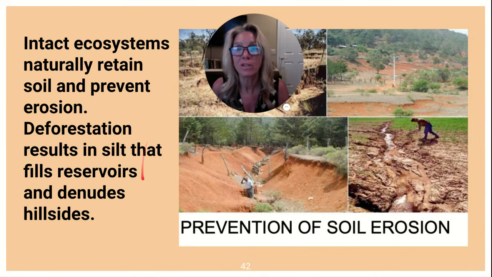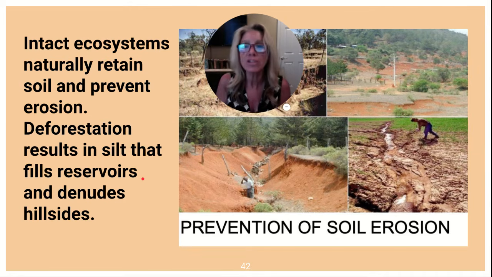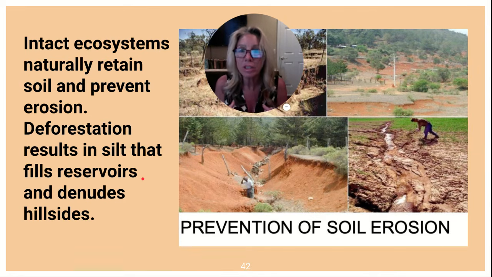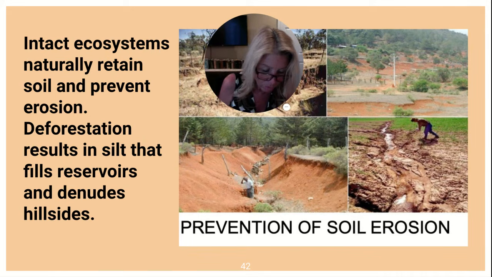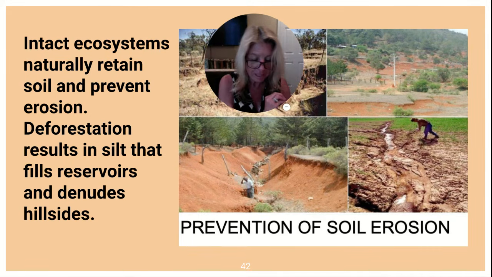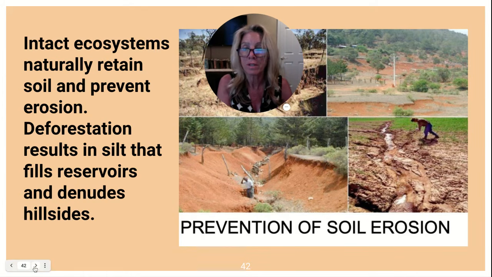Prevention of soil erosion. Intact ecosystems naturally retain the soil and prevent erosion. And deforestation, when the rains come, puts silt, fills reservoirs, denudes hillsides, goes into the oceans, and covers up coral reefs. So we want to have intact ecosystems to naturally retain soil and prevent erosion.